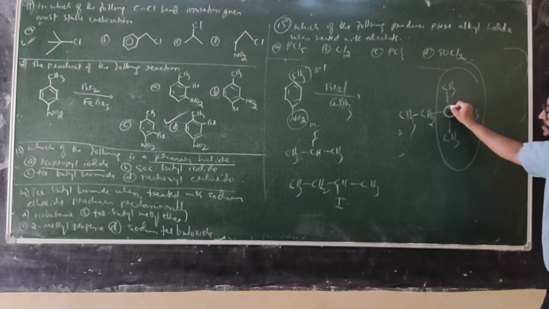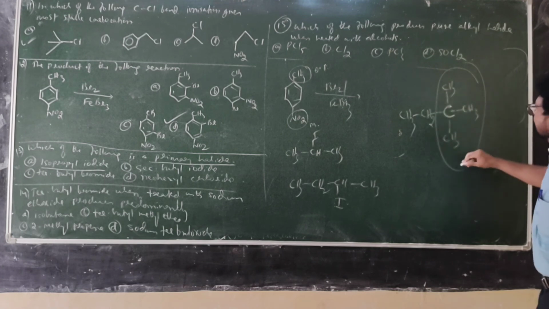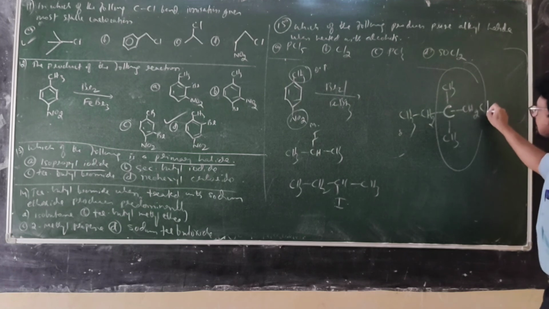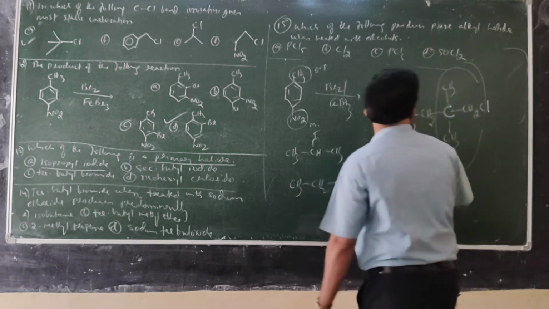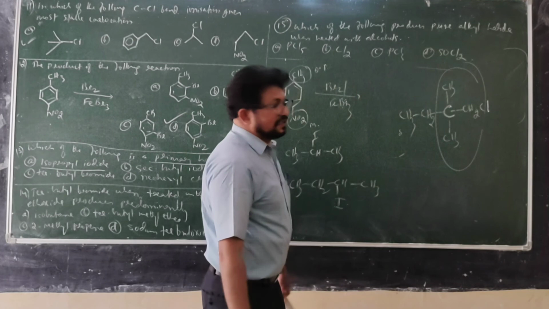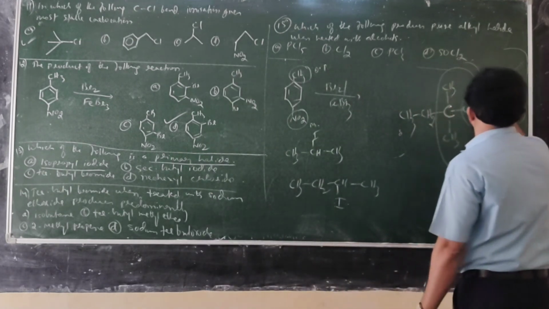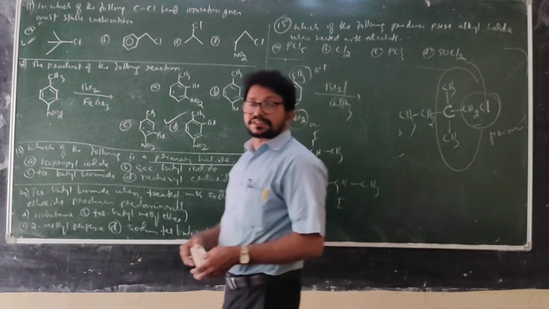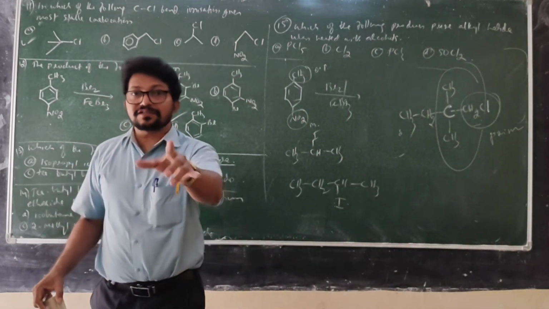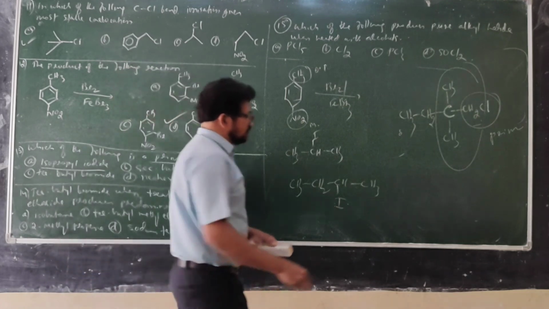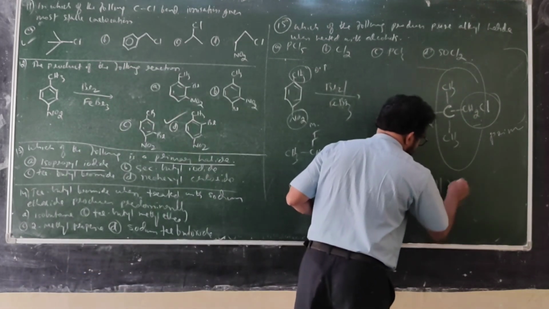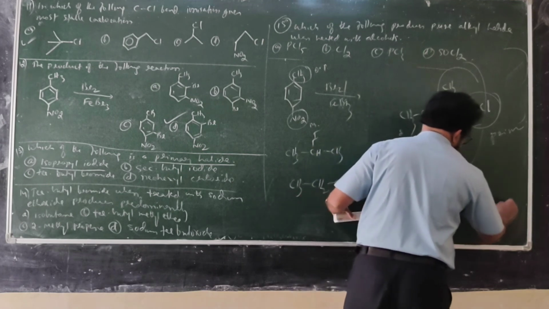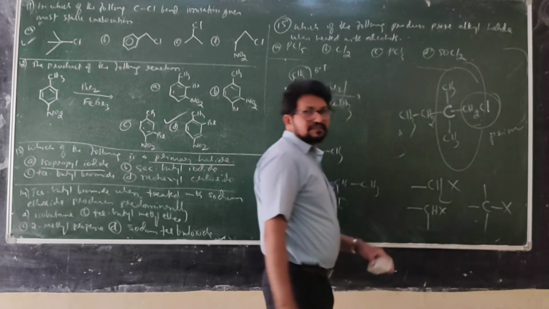So neohexyl means either of these you have to have CH2Cl. This is neohexyl chloride, CH2Cl or CH2Cl. This is primary. Adjacent to primary there is a quaternary carbon, but the halogen atom will link to primary. So you must be knowing what is primary, CH2X, what is secondary, CHX, what is tertiary, CX. Okay.